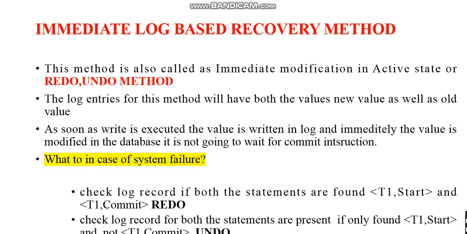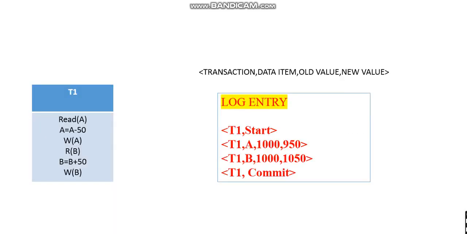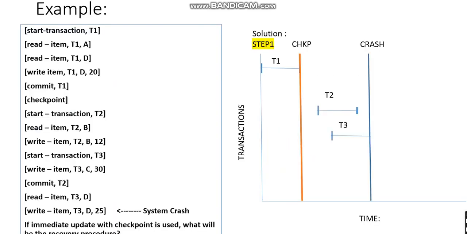The first one is redo, when both the statements are found in the log record. It is going to do undo if only one log entry is found, that is T1 comma start, and it does not find T1 comma commit. Is it okay to everyone? That's why this method is called the undo-redo method.